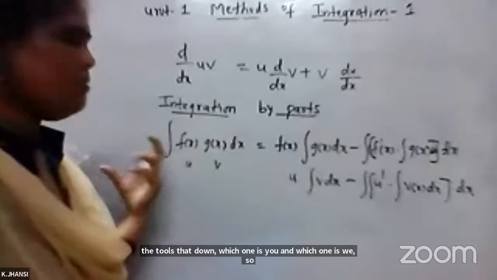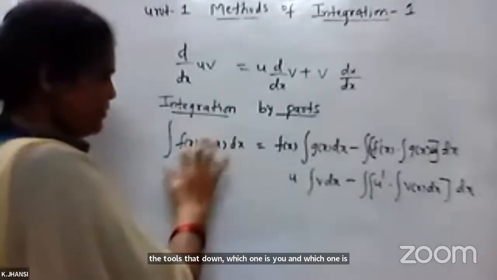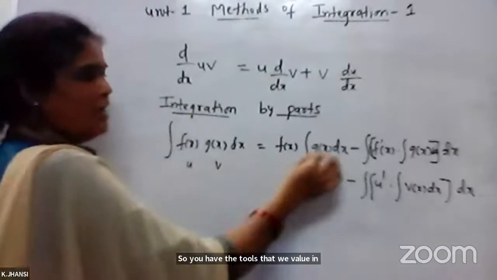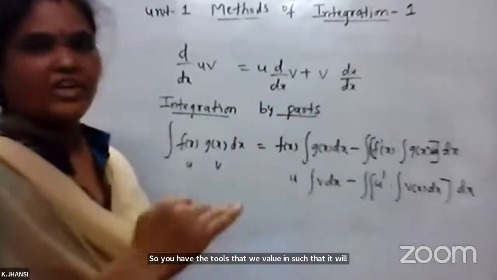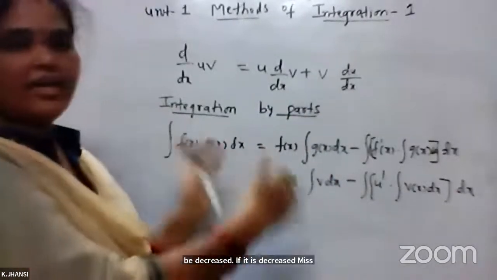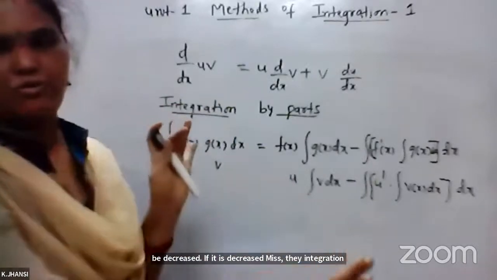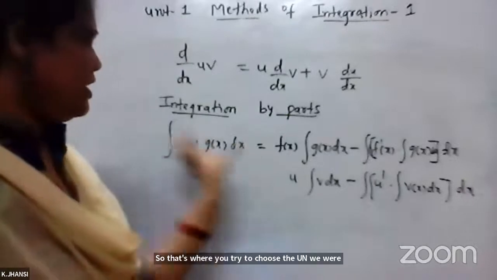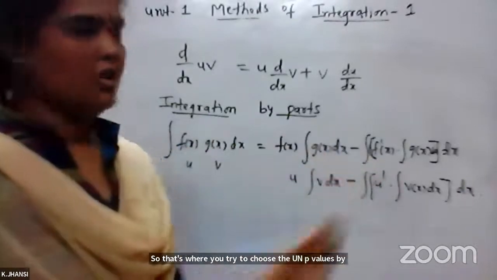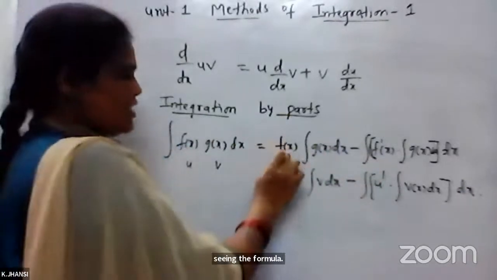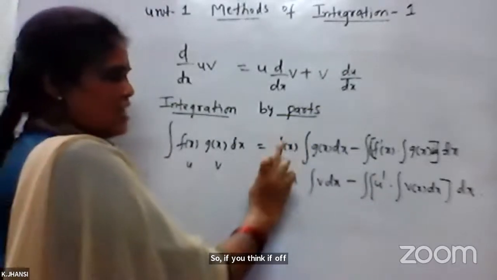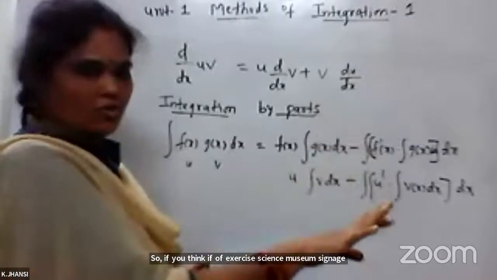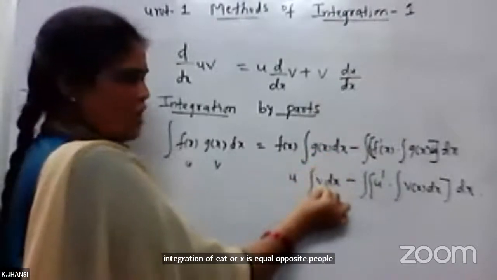So the given problem you may have in different forms. So you have to choose the value in such a way that it will decrease. If it is decreasing, then the integration part will stop. Okay. So that's why you try to choose the u and v values by seeing the formula. Okay. So if you take f of x as sin x, integration of e power x is e power x only. So it will stop here.